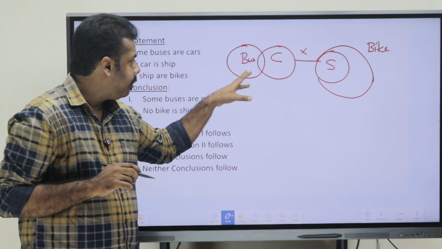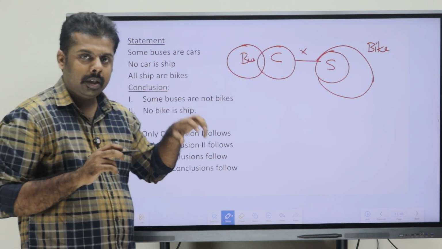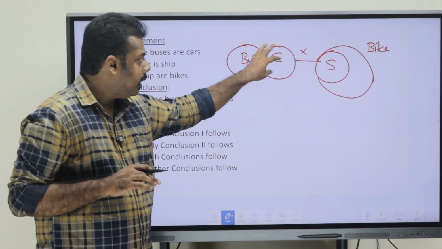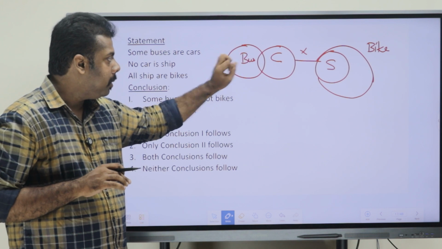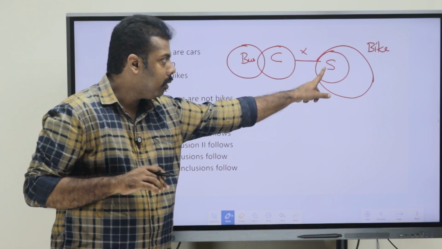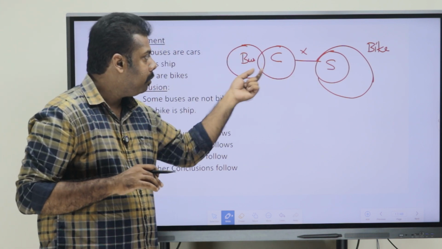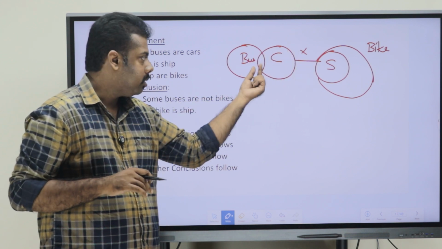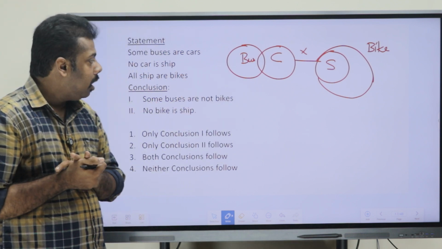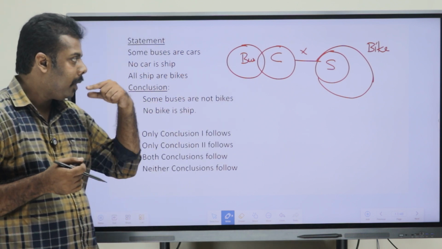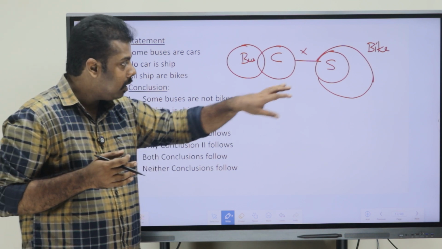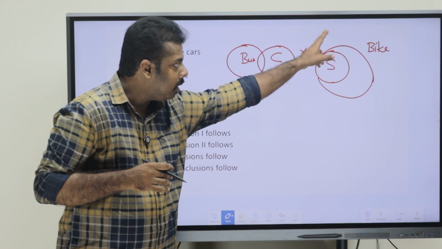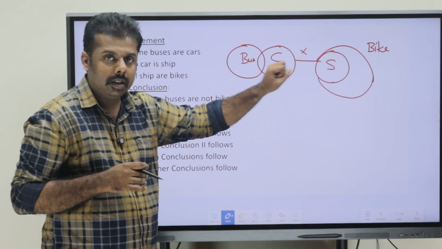But from that, can we say that some buses are not bike? Just try to cross verify. Is it possible or not? We know that car and bus have some relation, and car and ship have no relation. That is fine. So from that we can say that some buses are not ship. That is right, some buses can't be ship. They have told that some buses are not bike. So we can understand from that bike is inside the ship. Ship entirely is inside the bike.